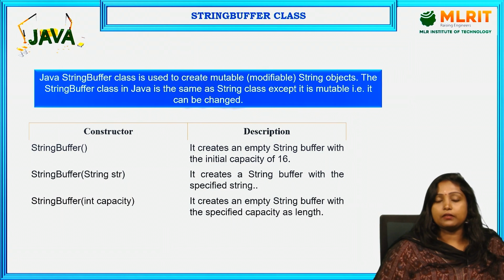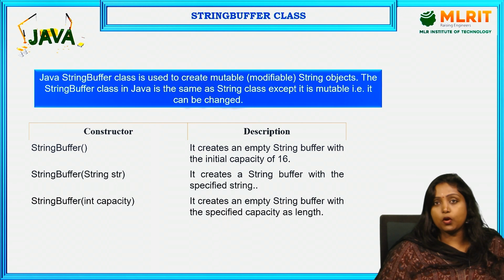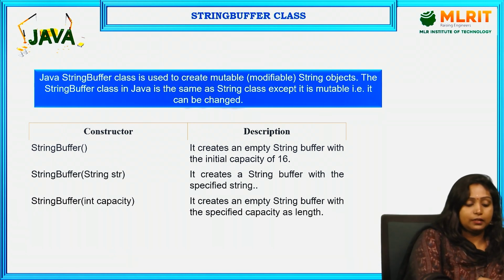So whenever you are creating an object for the string and you are initializing it with "welcome", what happens? The "welcome" would not be changed further. But whenever you are creating a string using the StringBuffer class, it can be changed, and you have 3 string buffers.